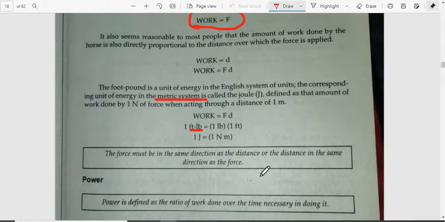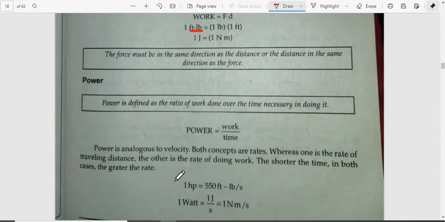The force must be in the same direction as the distance, or the distance in the same direction as your force. If your force is in the opposite direction, it will counteract the force applied. You need to do much more work to move it in the opposite direction to bring it to the same direction. Next is power.